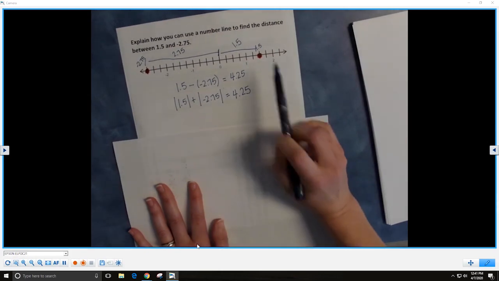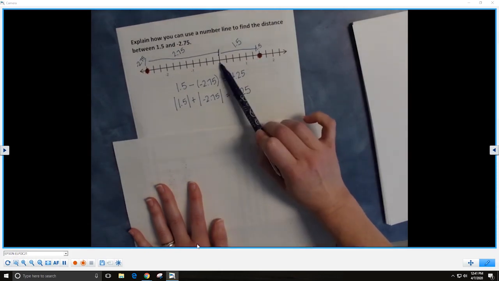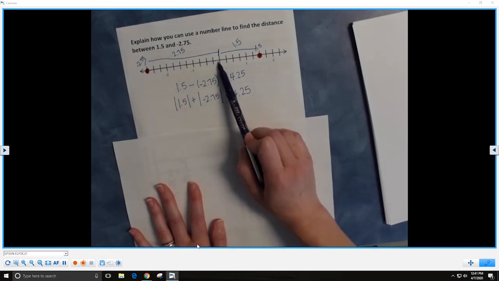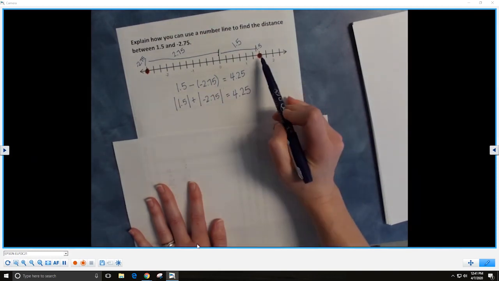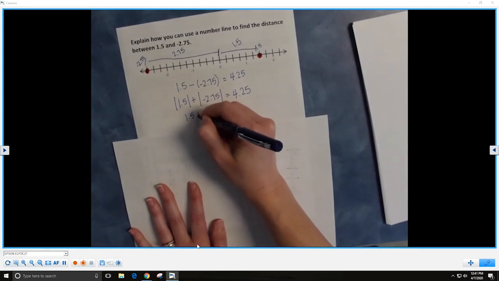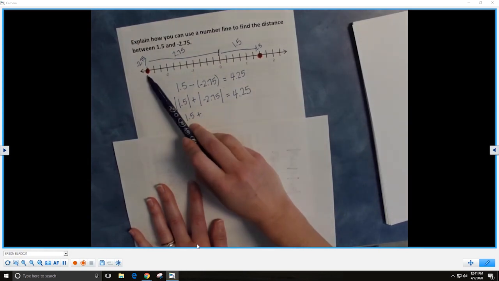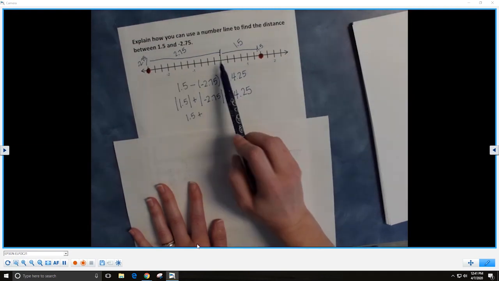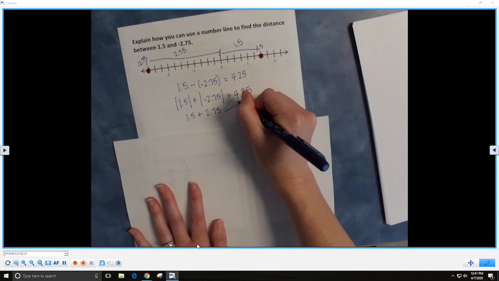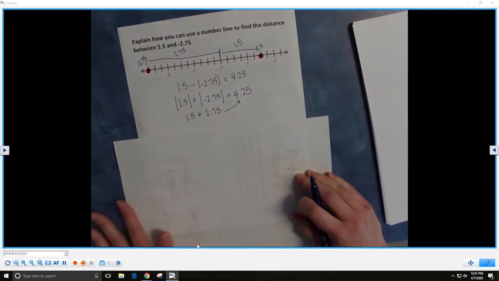This means that the distance from 1 5/10 to 0 is being added to the distance from negative 2 7/500 to 0. So we're actually taking the distance from 1 5/10 to 0. That distance is 1 5/10. And we're adding it to the distance from negative 2 7/500 to 0. And again, that distance is 2 7/500 to give us the 4 25/100 as the distance between these two numbers.